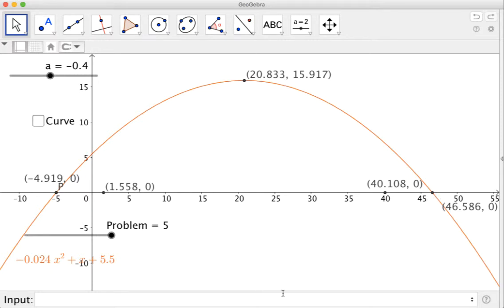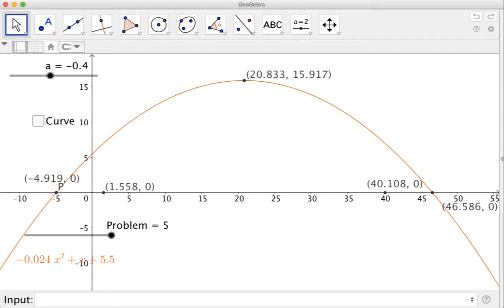We were then asked, what does the 5.5 represent? Well, that's the value of the function when x is equal to 0. So what it means in this case is how high off the ground the shot put was at time equals 0. So when it left the shot putter's hand, the shot was 5.5 feet off the ground.